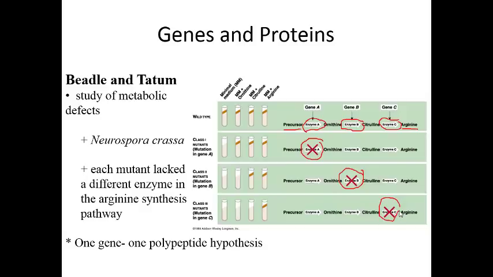So what Beadle and Tatum said is that each gene is the blueprint for a specific enzyme within the body. This was later modified to the one gene, one protein hypothesis, and now it's been further modified to the one gene, one polypeptide hypothesis. Remember that most proteins are made up of multiple polypeptide subunits.